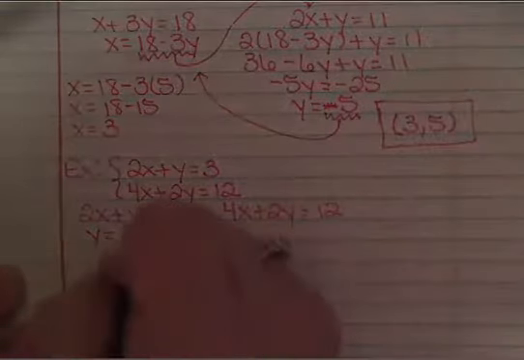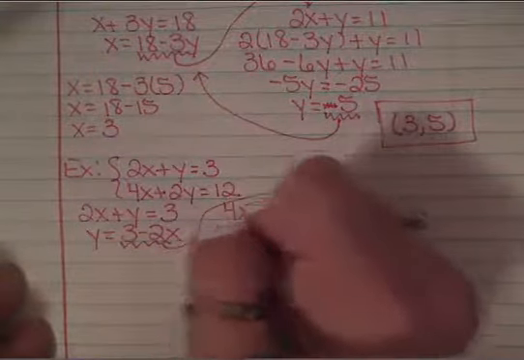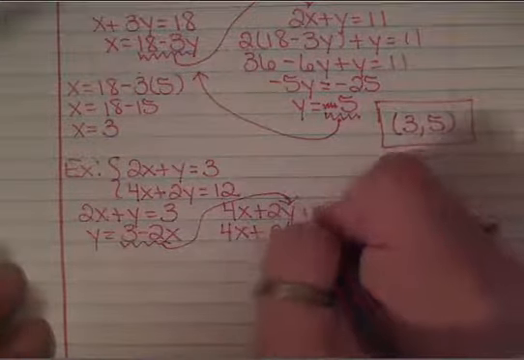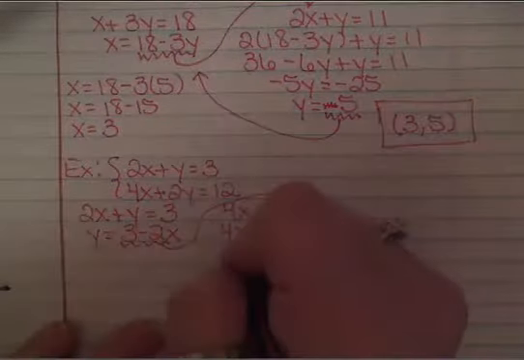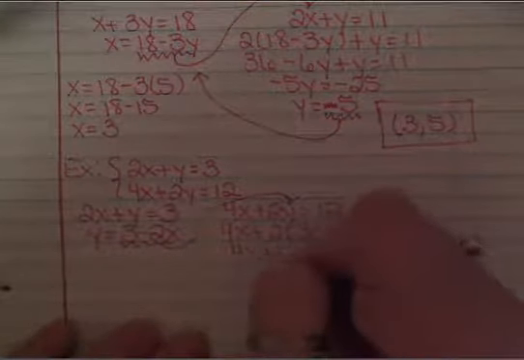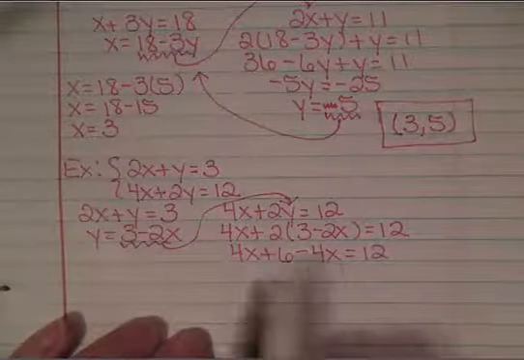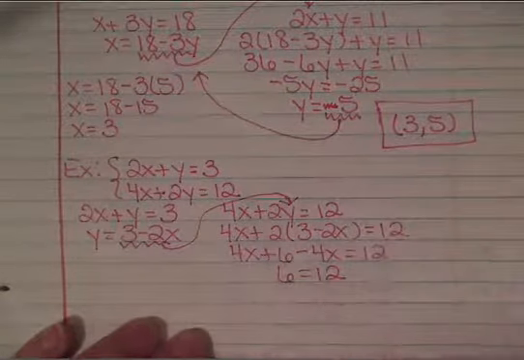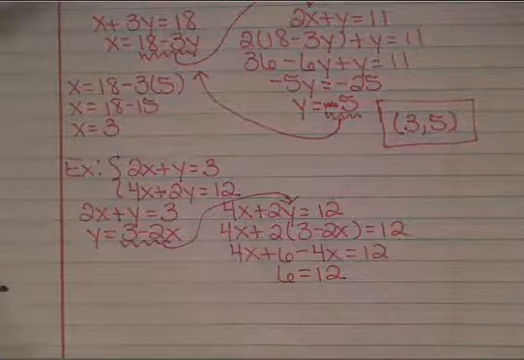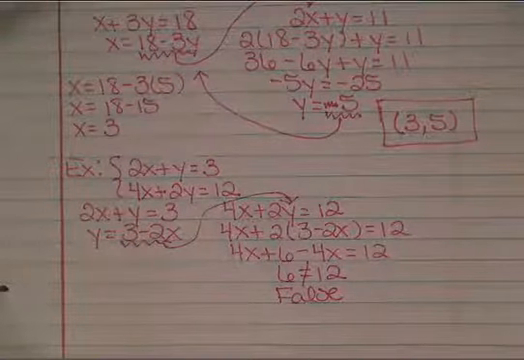So I figured out my y. So I need to plug that in anywhere there's a y. So that'll give me 4x plus 2 times (3 minus 2x) equals 12. So I get 4x plus 6 minus 4x equals 12. My 4x's go away. 4x minus 4x is 0, so I'm left with 6 equals 12. Is that a true statement? No, that's false.